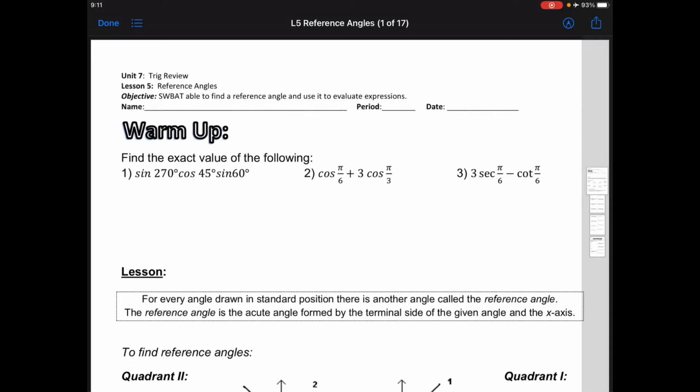Hey guys, welcome to lesson 5, reference angles. So this is the last unit for our trig review lesson. I want you to pause the video and try the warm-up. The warm-up says find the exact value of the following.